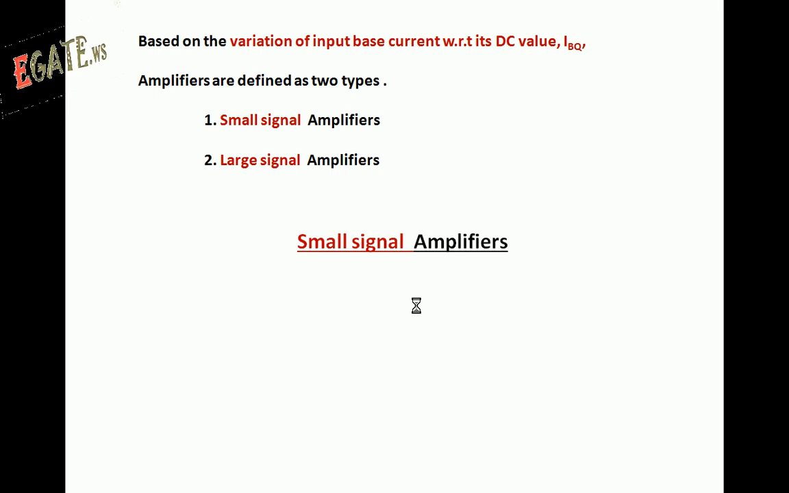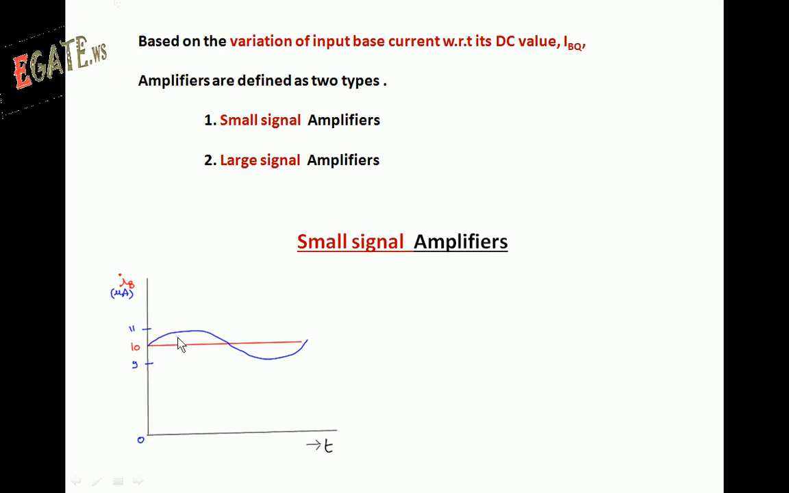Let us assume we are going with small signal. First we will take the case of small signal. The variation of base current from its DC value is shown in red color, and the variation of AC is shown in blue color. So this is the total current. Blue color is nothing but the total current, consisting of AC plus DC. So the base current variation is going to be very small.